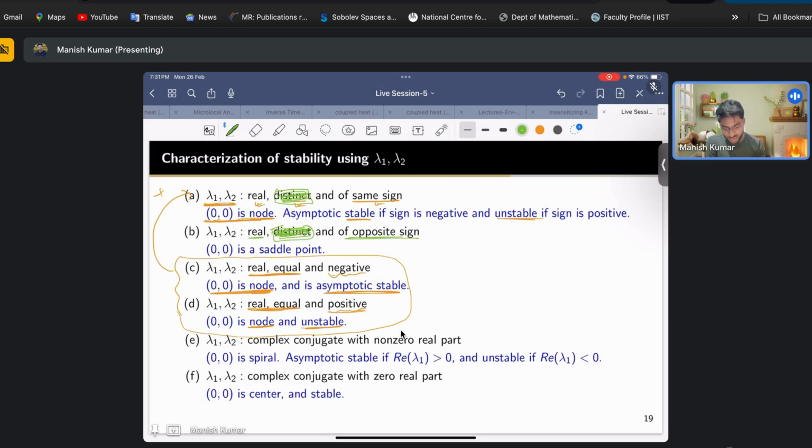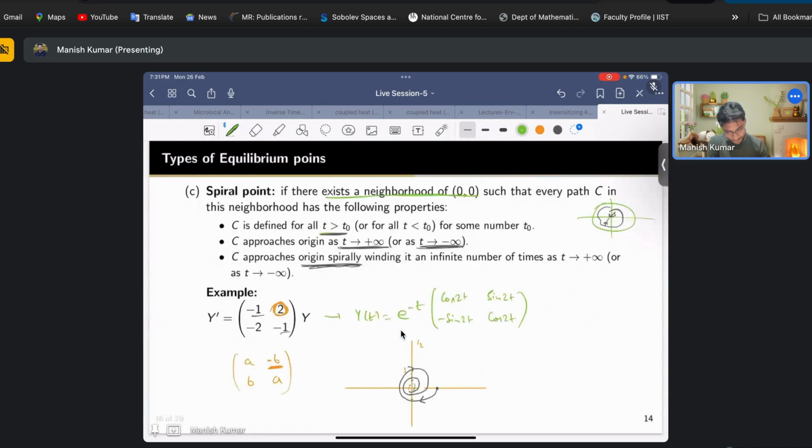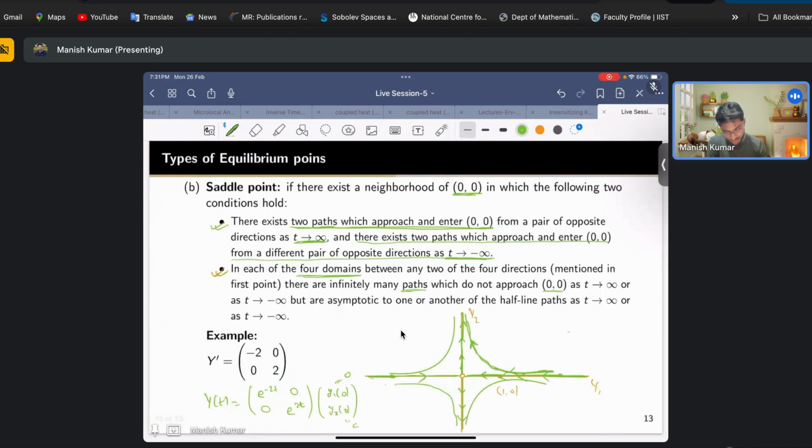So real of the same sign, then we have a node, and it can be stable or unstable depending on the sign of the eigenvalues. The second says that they are real but of opposite sign, then we have a saddle point, right? In this example, you see the eigenvalues are of opposite signs, right? So one is increasing, the other one is decreasing, that kind of thing.